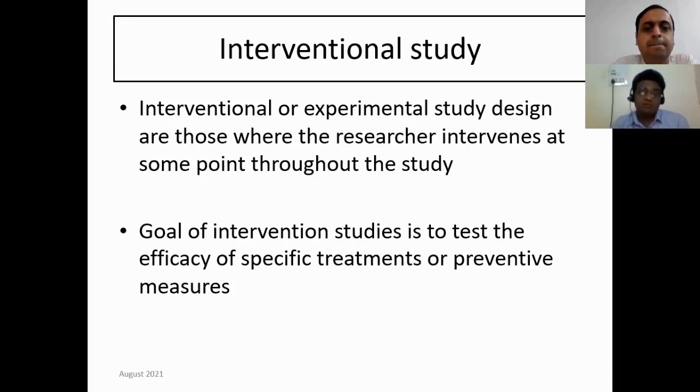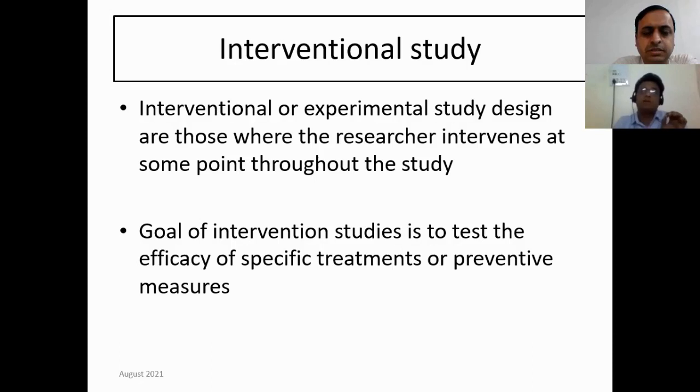The main thing that we need to understand when we are talking about any randomized control trial, or for that matter, interventional studies or experimental study designs, are those study designs where the researcher is going to intervene at some point of the time throughout the entire study. So the first and foremost concept we need to understand is that if the researcher is going to intervene in the study design, then this is an interventional study and not an observational study. So the goal of the interventional study is to test the efficacy of a specific treatment or some kind of a preventive measure per se.